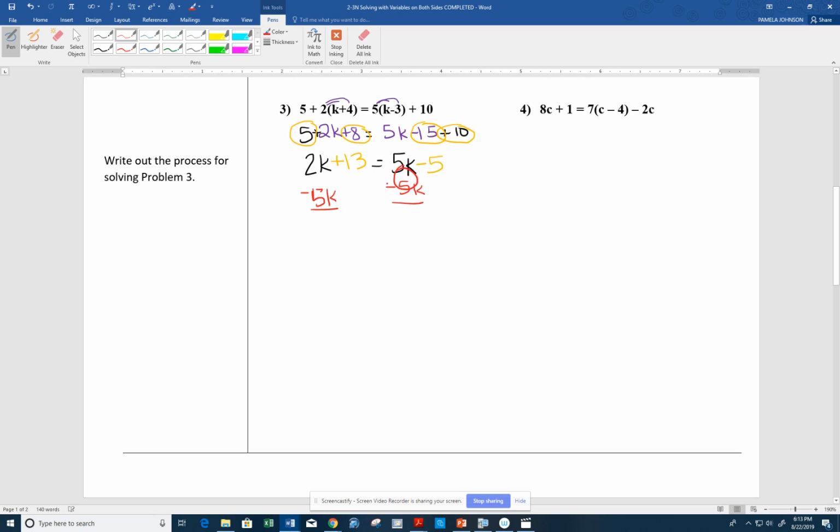Okay. Those are going to cancel out. This right here is going to give me a negative 3k. And then I've got plus 13 equals negative 5. Okay. And then we're going to subtract the 13.